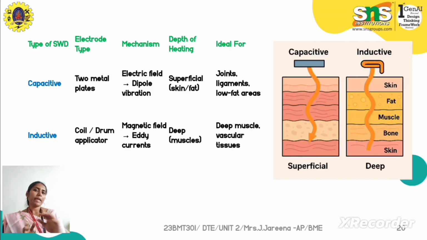Depth of penetration for capacitive is just superficial, whereas the inductive has deep penetration. So the depth of heating is very deep. You can go with applications like deep muscle and vascular tissues for the inductive type, whereas for capacitive, we can go with superficial treatment like joints, ligaments, and low fat areas. So these are the two different types you can see with shortwave diathermy. Capacitive is good for superficial treatment, and the inductive type is good for deep penetration treatment. Yes, thank you.